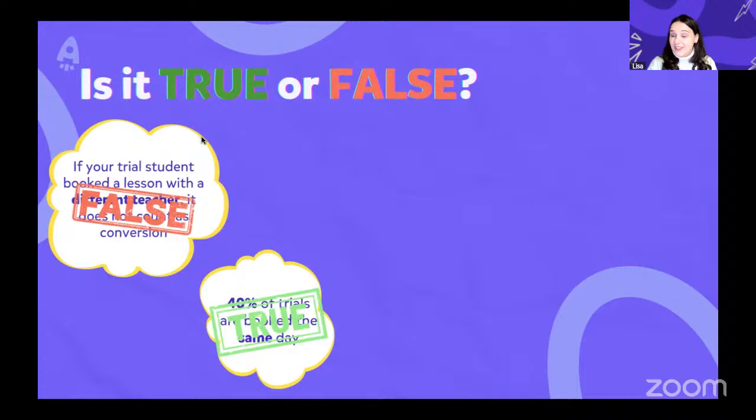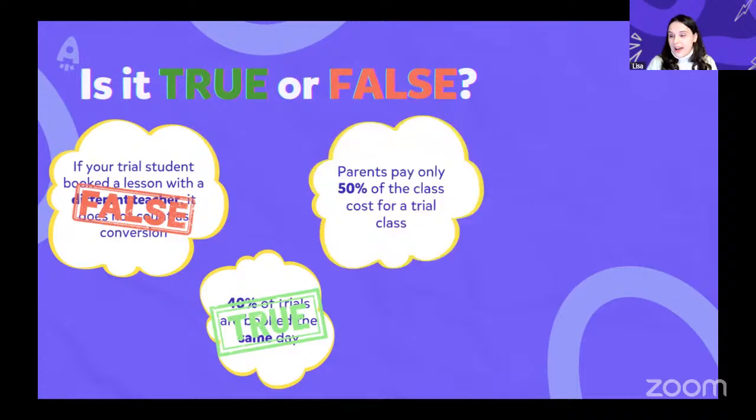So, okay, our next prompt. Parents pay only 50% of the class cost for a trial class. Is it true? Is it false? What do you think?